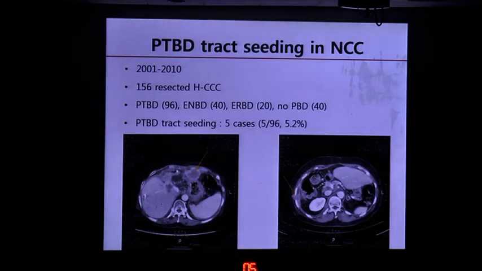So I checked my institute's result. For 10 years, we did 156 klatskin tumor resections, and surprisingly, we also had 5% PTBD tract seeding.